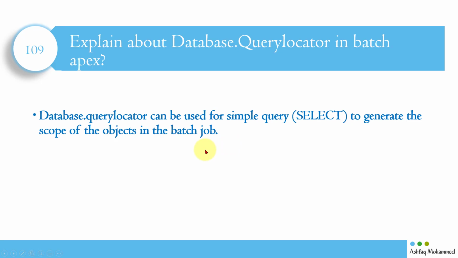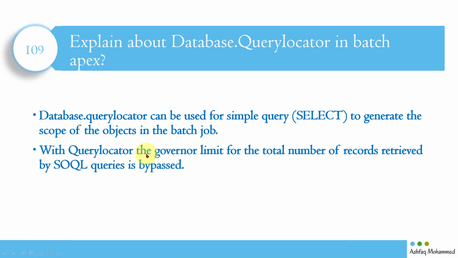If you are given a scenario wherein you are asked to update all the accounts with some status, or any other field, you will still use Database.QueryLocator. Let's move on. I will explain why we use Database.Iterable in the next question.